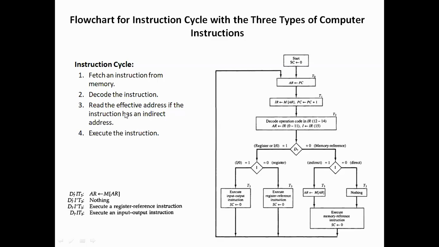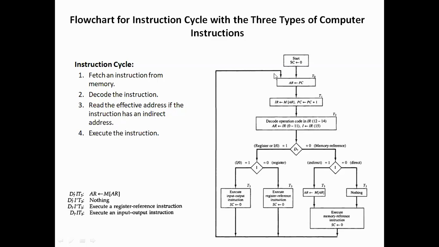So this third will be optional because it depends on the type of address. If the address is direct, we don't need to read the effective address. And if it is indirect, then we need to read the effective address. And the last, when we know the operand and we also have decoded what to do, for example, we have to do add. Here we have got the operand, and then we will do the operation, that is execute the instruction. These are the 4 steps of an instruction cycle.